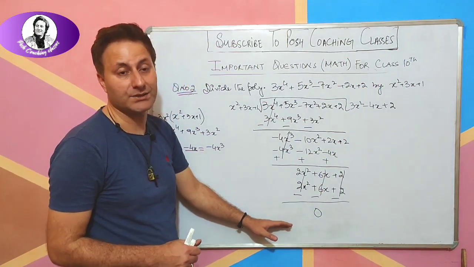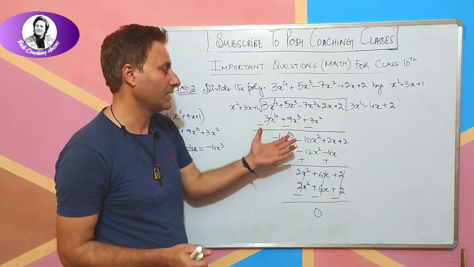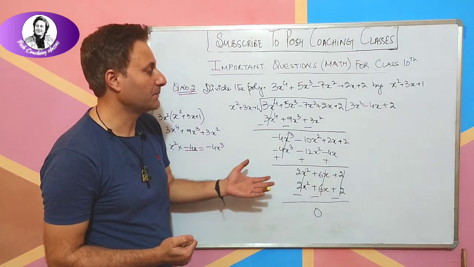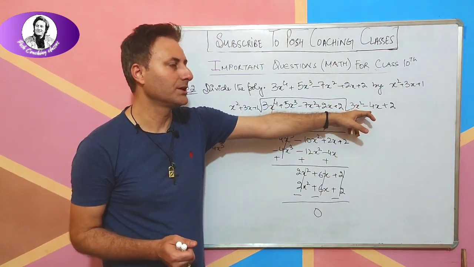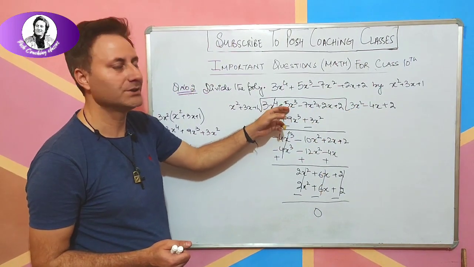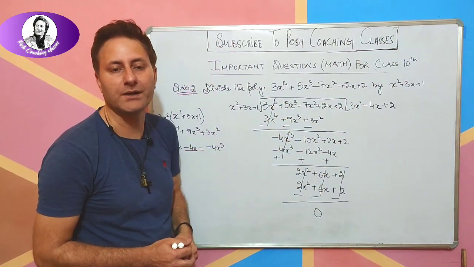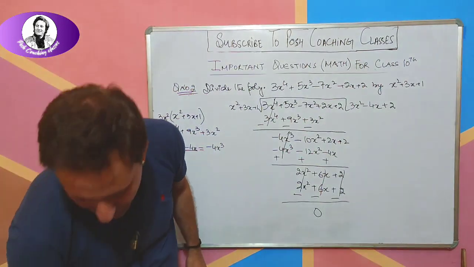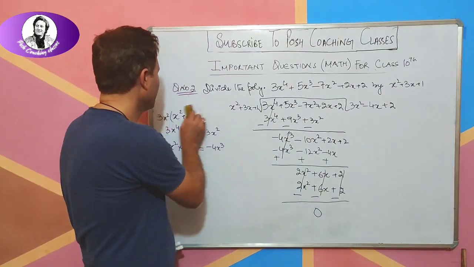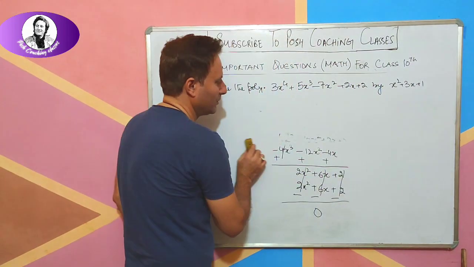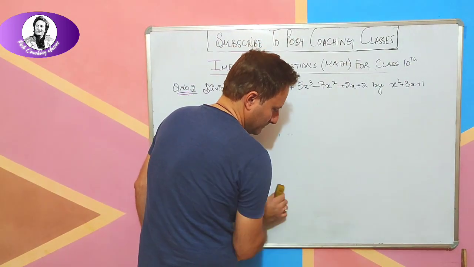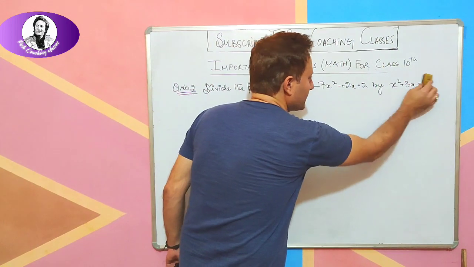At the end of the day, there can be something left over, but that doesn't matter. In case you want to check whether you have done the right steps or not, just multiply this with this, you should get this. If this is your answer, it means you have done it right. That was question number 2. I hope you understood this as well. Just make sure you practice, practice makes a man perfect, right?